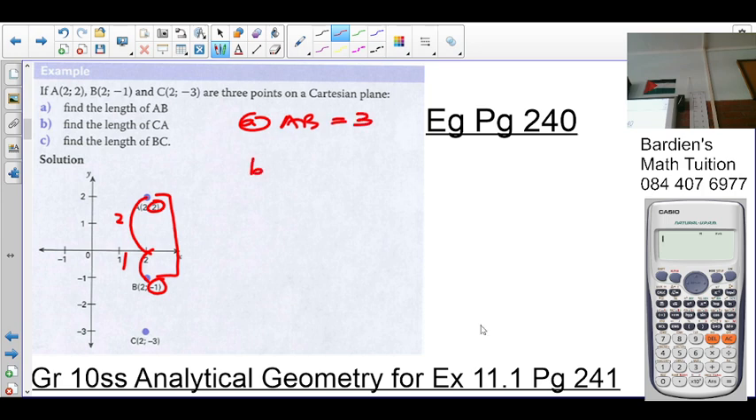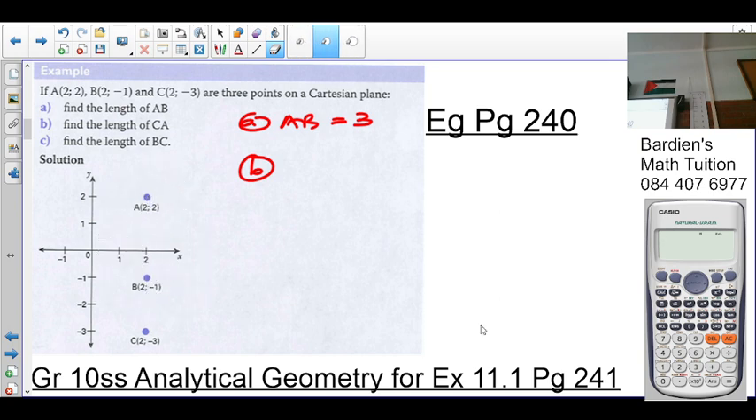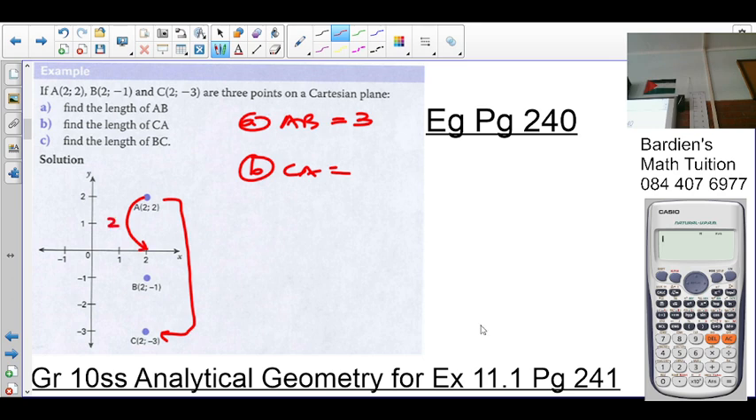Let's look at B. In B, they want to know the length of CA. So CA is from that point there to this point. So firstly to 0, it's going to be 2 units. As you can see, there's 2. And from 0 to -3 is 3 units, which gives you 5 units in total.